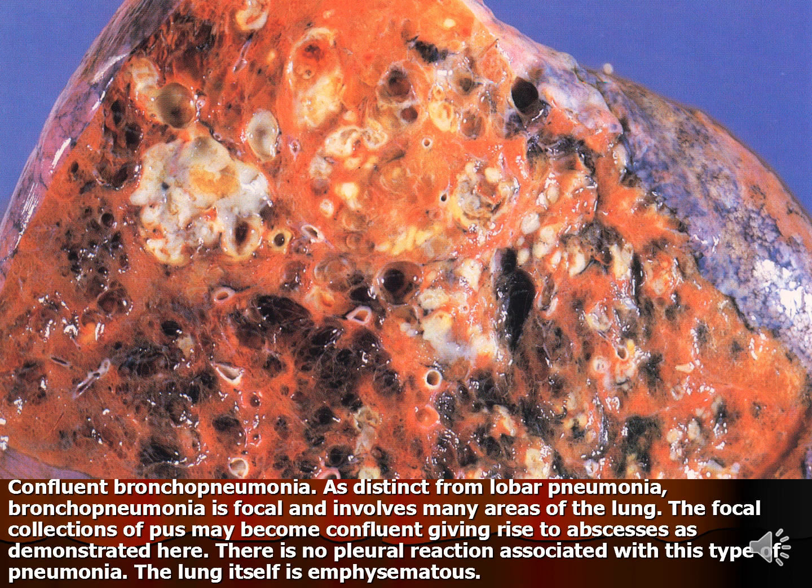Here we see the sample of the lung with confluent bronchopneumonia. As distinct from lobar pneumonia, bronchopneumonia is focal and involves many areas of the lung. The focal collections of pus may become confluent, giving rise to abscesses, as demonstrated in this picture. There is no pleural reaction associated with this type of pneumonia, and the lung itself is emphysematous.